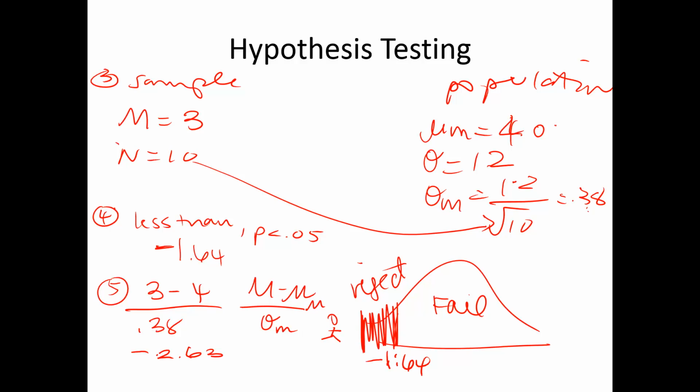And so I would reject the null, because negative 2.63 is less than negative 1.64. So it is out here in the rejection region. So if you think about this as our little VW bus that's driving, it has crossed the finish line, and we are rejecting the null.